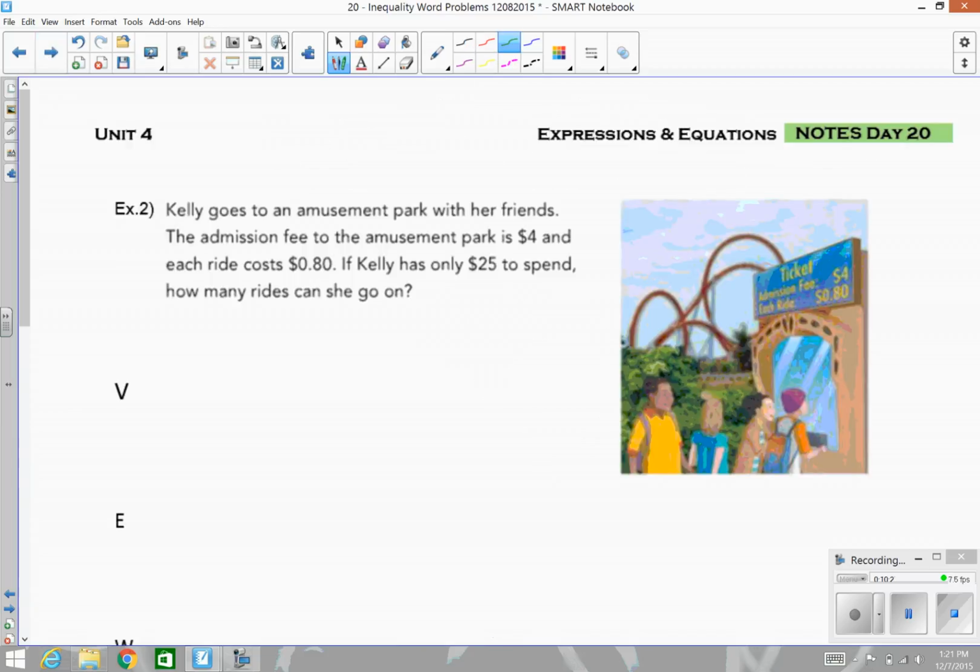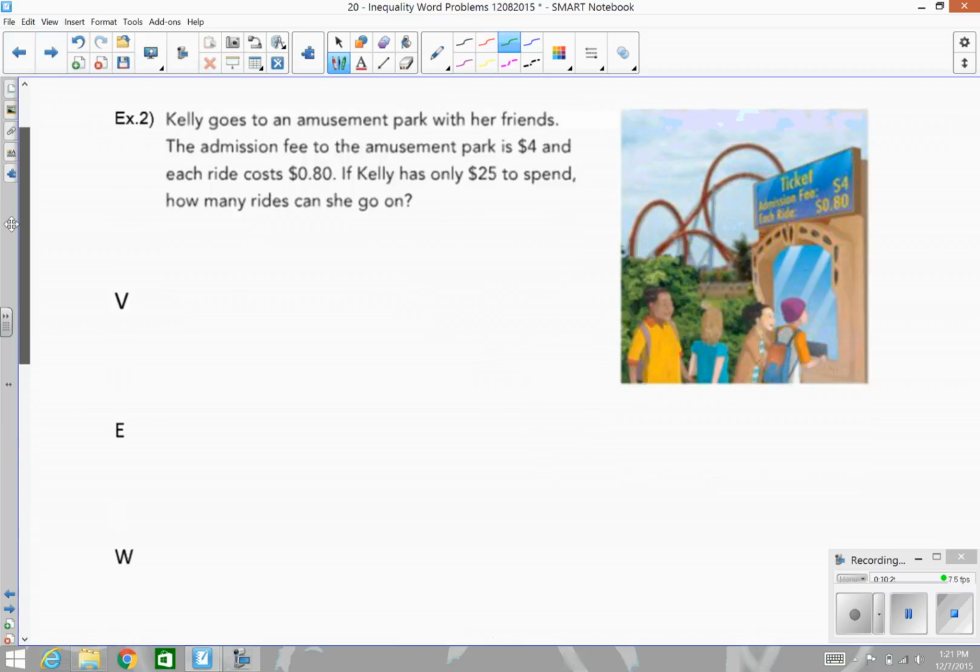Example 2 says, Kelly goes to an amusement park with her friends. The admission fee to the amusement park is $4. So we're paying that no matter what, even if you hate every single ride or you don't go on any rides at all. And then it says each ride costs 80 cents. If Kelly has only $25 to spend, how many rides can she go on?